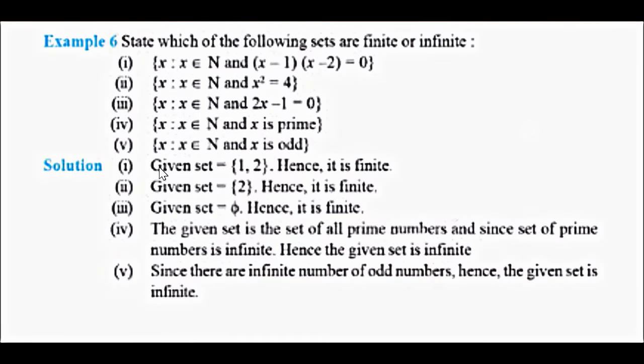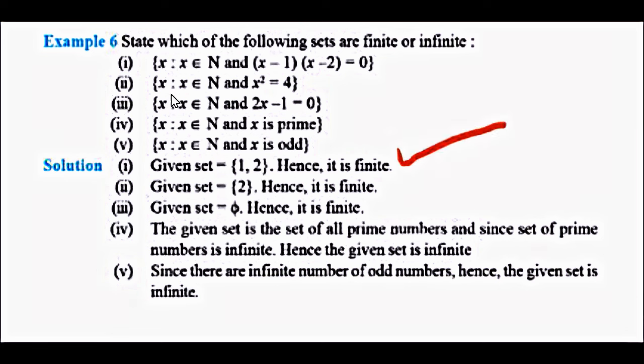Okay, let us solve this example. First, state which of the following sets are finite or infinite. (x minus 2)(x minus 1) is equal to 0. So you have a finite answer, 1 and 2. So you can write this set as {1, 2}. This is a finite set. Then x such that x belongs to N and x square is equal to 4. Again, you can say the answer is 2. It is a finite set.